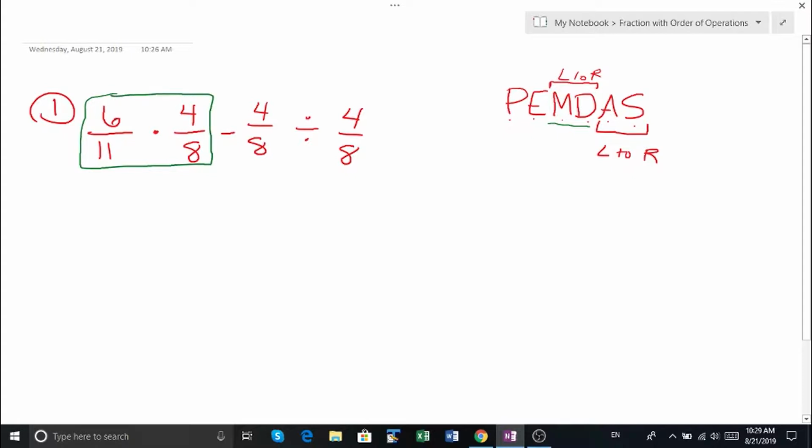Okay. So how you multiply fractions is you just multiply straight across. Numerator times numerator, denominator times denominator. So I'm going to do that in this step. 6 times 4 is 24. 11 times 8 is 88.